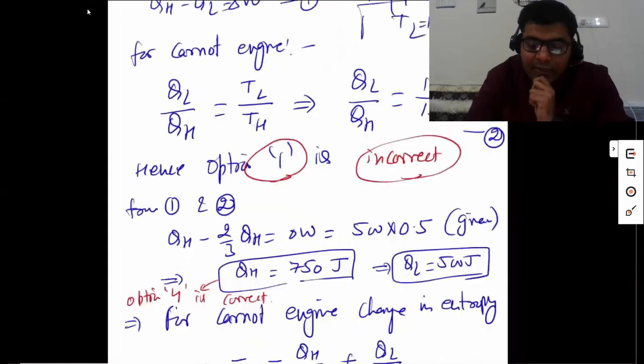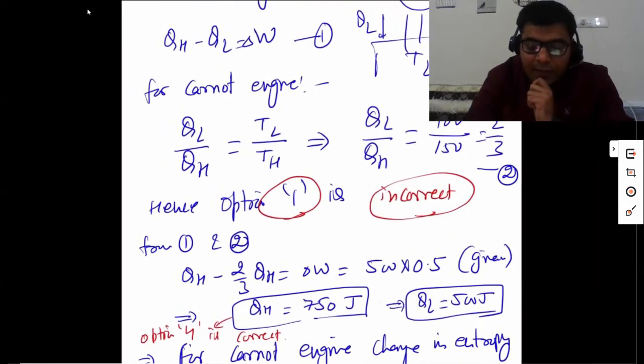Second thing is, if I substitute the value of QL from this, for example, QL is equal to 2 by 3 times QH, and substitute it back into the first equation, I get that QH is actually equal to 3 times delta W, and delta W is nothing but 50 joule per second, and one cycle takes 0.5 seconds. So the total amount of work in one cycle is 50 times 0.5. Okay, because power is basically work done upon time. So work done is power into time. So power is given and time taken is 0.5.